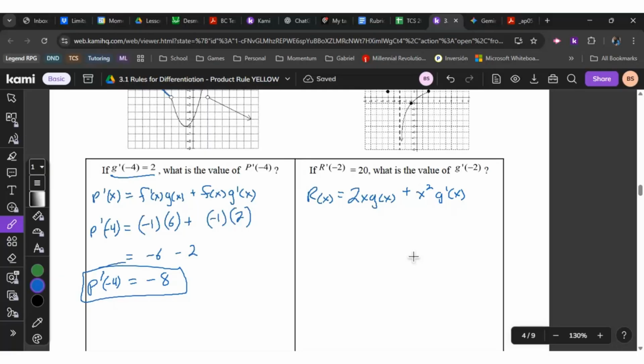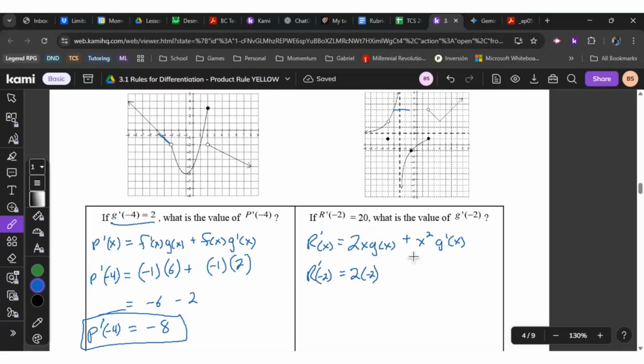Okay, so now let's plug it in. We need to find it at negative 2. So r prime of negative 2, I forgot that that was prime, my bad, equals 2 times negative 2 times g of negative 2. What's g of negative 2 if we look up there? G of negative 2 goes down here. It looks like it's negative 3. Plus negative 2 squared times g prime of negative 2.